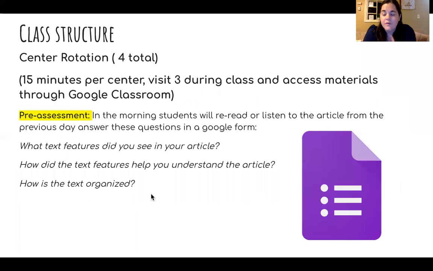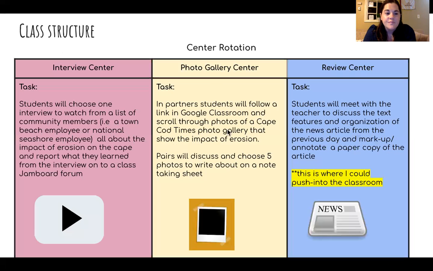The structure of this lesson is the center rotation, where students will visit a couple different centers during class, and the centers they visit will be based on the pre-assessment that I give students. And like I said, this kind of just goes along with the fact that students don't have to visit all of the centers in a blended learning model. It's kind of like the centers that apply to them and that they need help with.